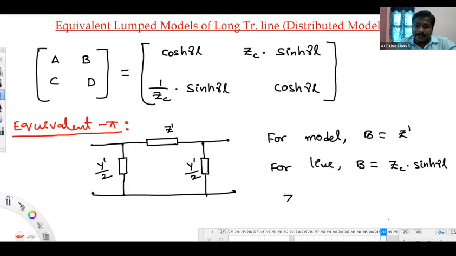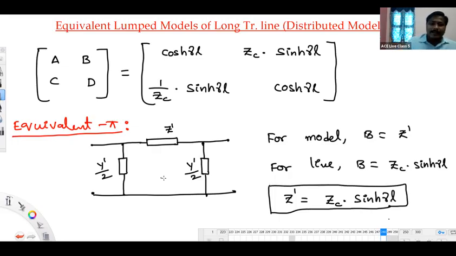These two we should match. Means Z dash value equals ZC sinh gamma L. Z dash value is equal to ZC sinh gamma L. This is one value we got.